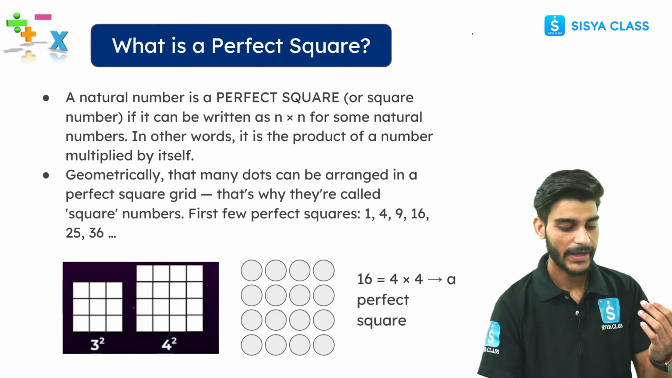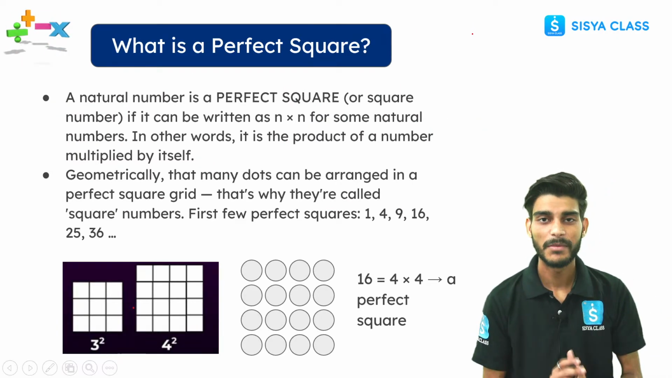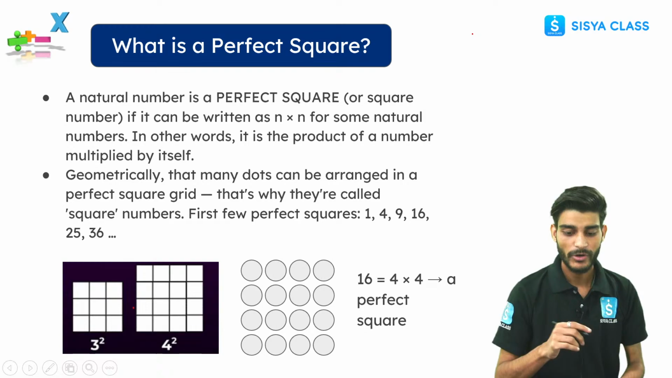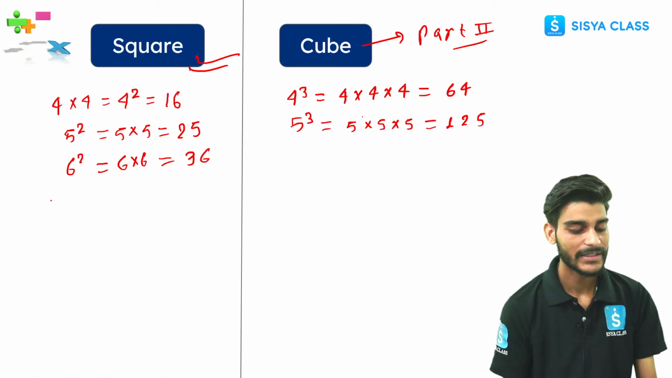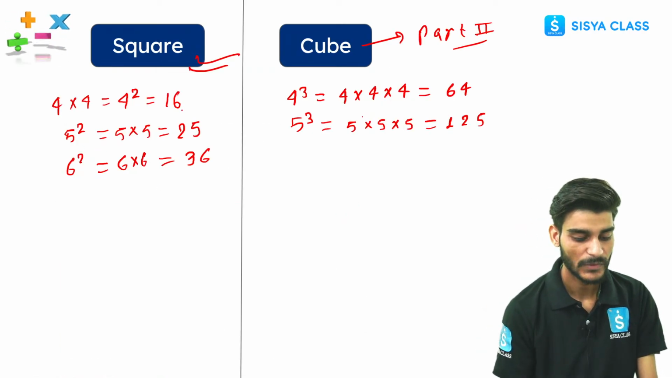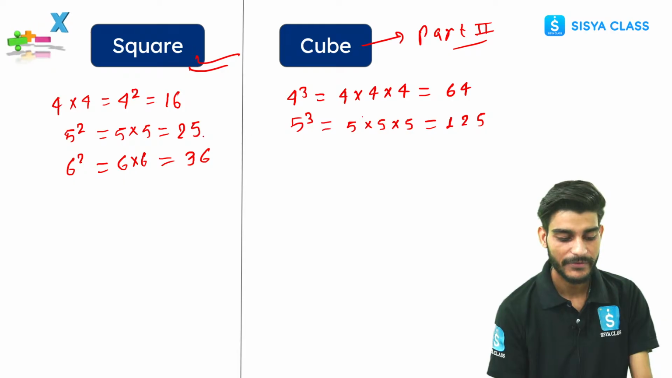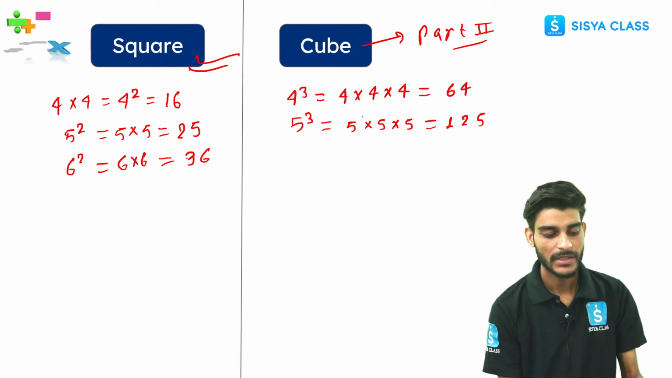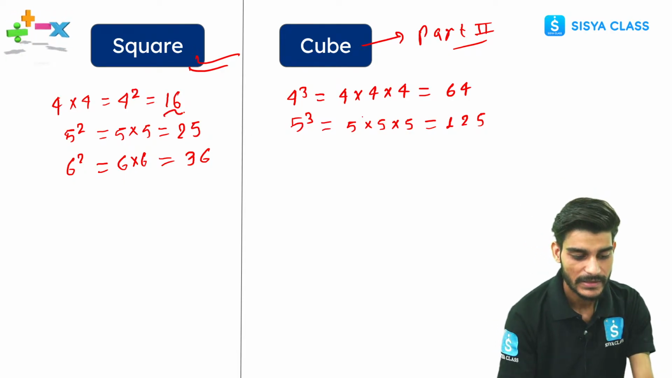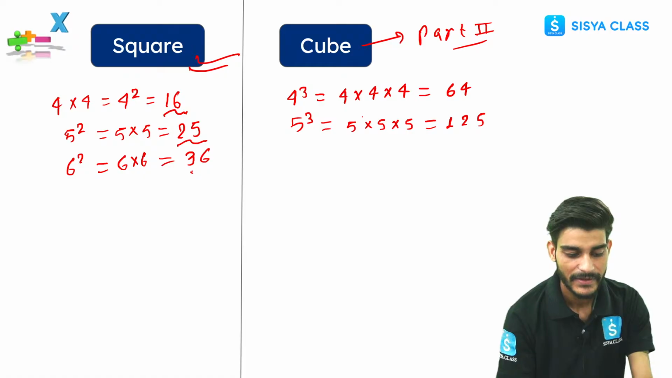Okay, moving ahead with the same energy. Now let's come to what a perfect square is. In previous slides we have found that the square of 4 is 16, the square of 5 is 25, the square of 6 is 36. So what are these numbers? 16, 25, 36.